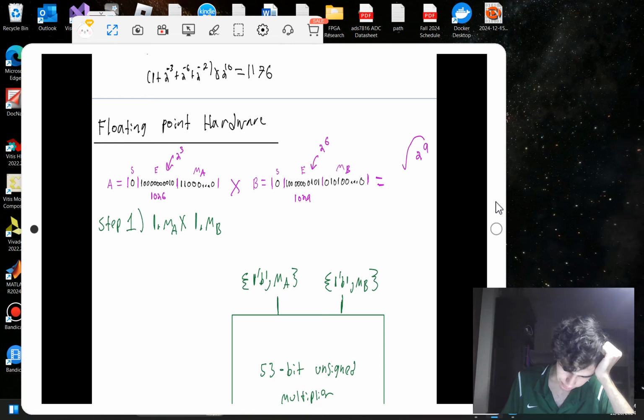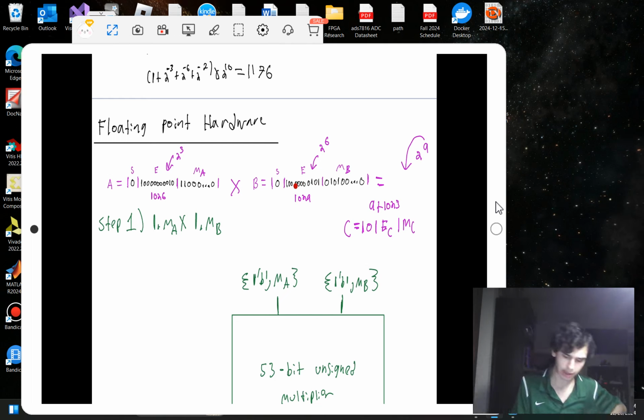Which means that the encoded value in C, so C equals its own sign bit, EC, MC. EC is going to be 9 plus 1023 because it's always encoded. The actual value in the number is going to be represented by a value that is 1023 higher. That is just how floating point was made. It's not something for us to question, it's just part of the standard.